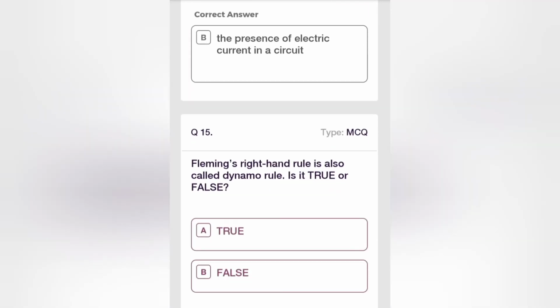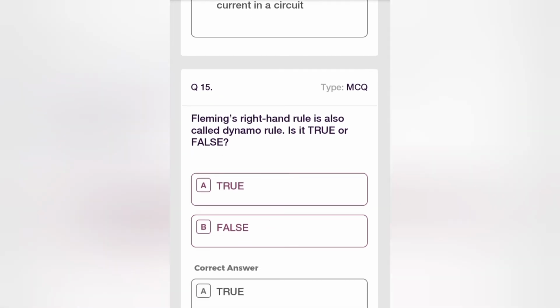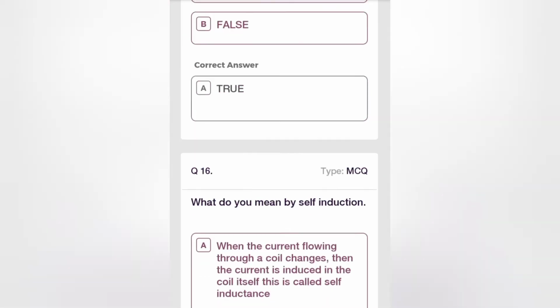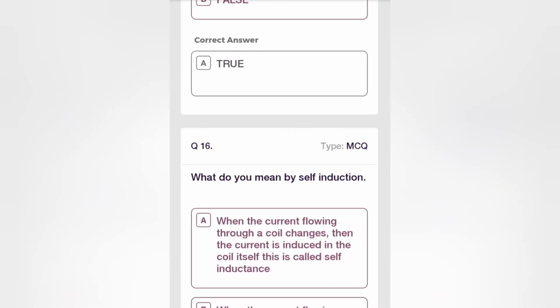Fleming's right hand rule is also known as the dynamo rule. True or false? Yes, of course it is true. Right hand rule is for generator. It's also called the dynamo rule because it applies to the AC generator. Whether AC generator or DC generator, we call a generator a dynamo. The other name for generator is dynamo. So it's true.